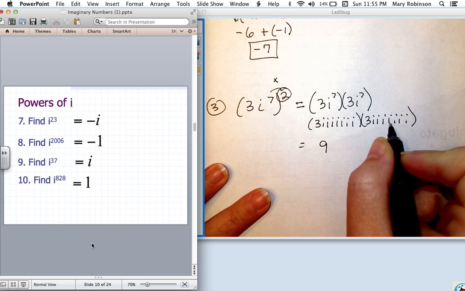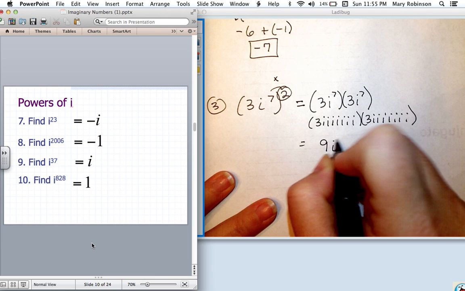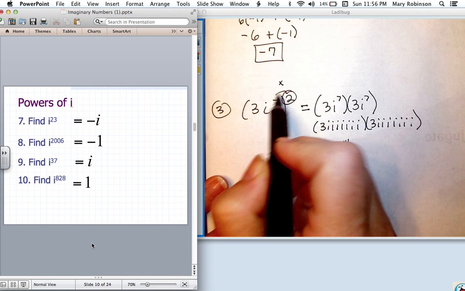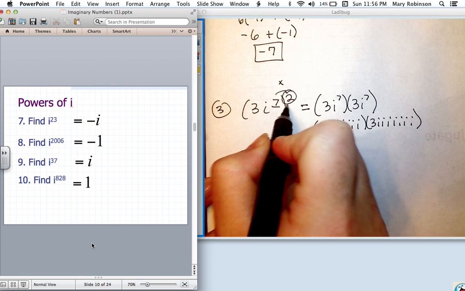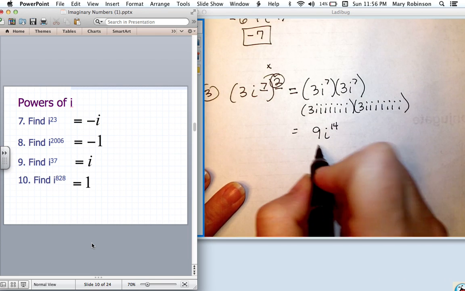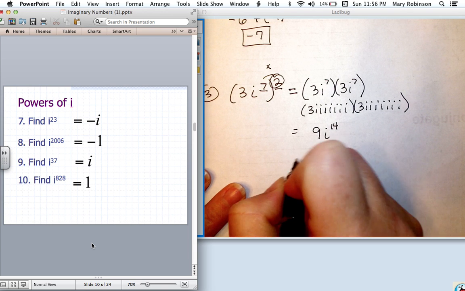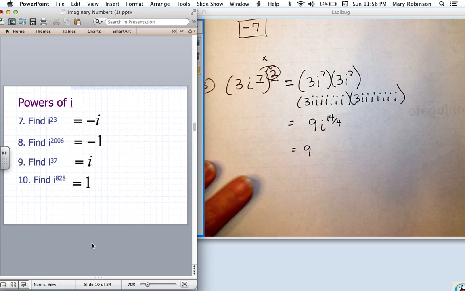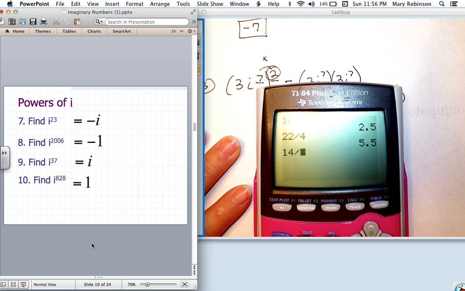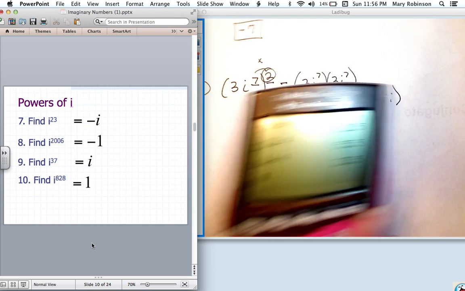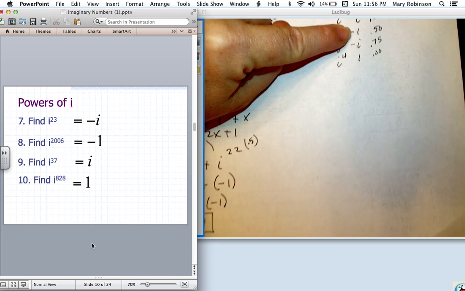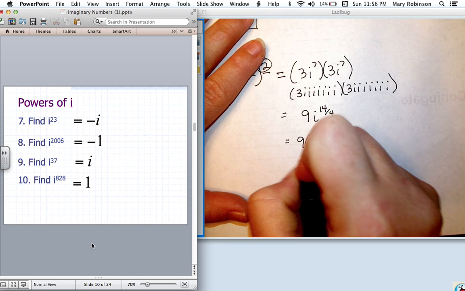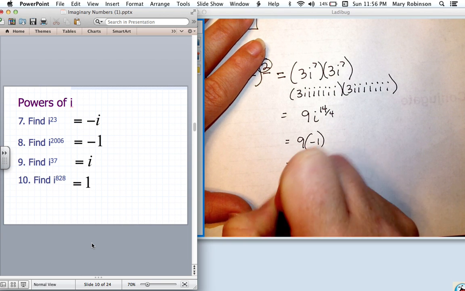This means we have 9i to the, and if we counted up all our i's, there would be 14. But because of that, we know that really what we have to do is multiply our exponents when raising a power to a power. So now we're down to simplifying the expression 9i to the 14th. Again, we want to take our exponent 14 and divide by 4. So 14 divided by 4 ends in 0.5. 0.5 is negative 1. So this is 9 times negative 1, which is negative 9.